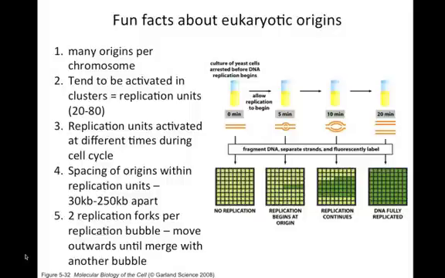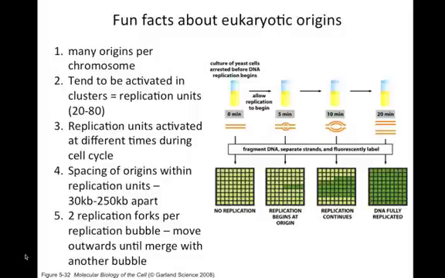Okay, so here's some fun facts about eukaryotic origins. There are many origins per chromosome, hence me not asking you how many DNA polymerases were associated with the genome during replication, because that would be psychotic. They tend to be activated in clusters, which are called replication units, which might contain 20 to 80 origins. They're activated at different times during the cell cycle, and we saw that in that paper that we did last week.